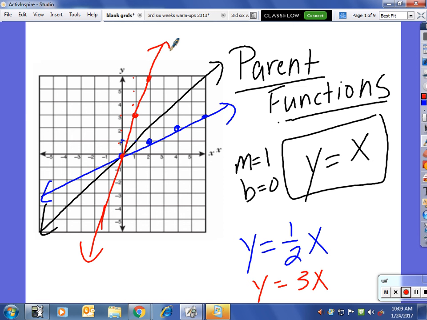Okay, so it can either make you flatter or steeper, but it can also change the direction. We already changed the incline. We made it flat and then we made it steep. How can I change the direction?